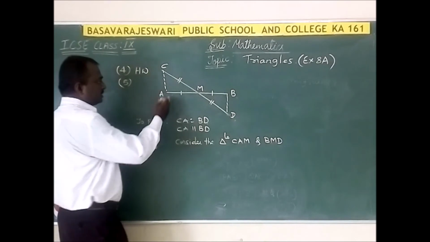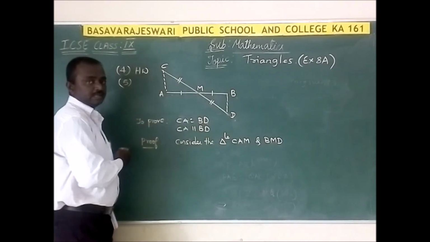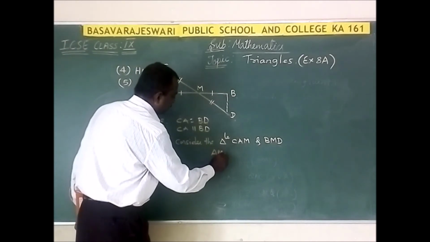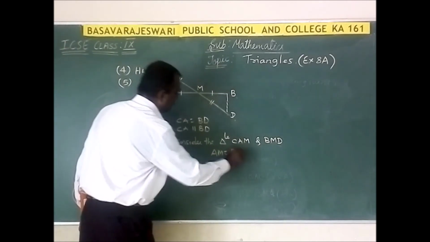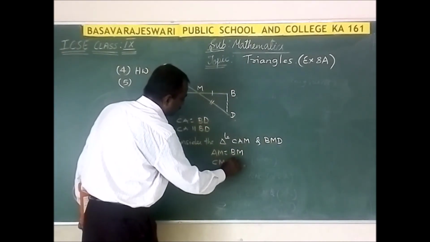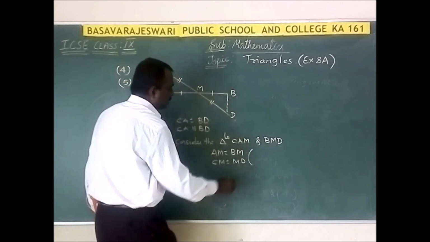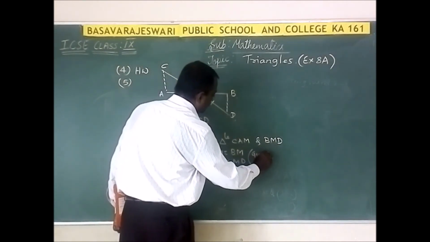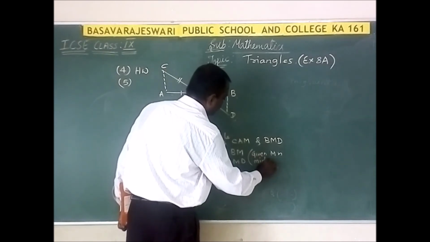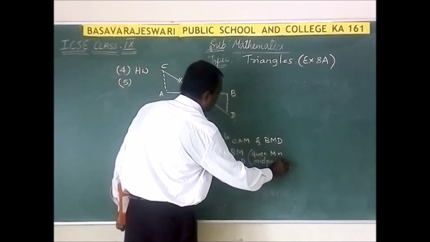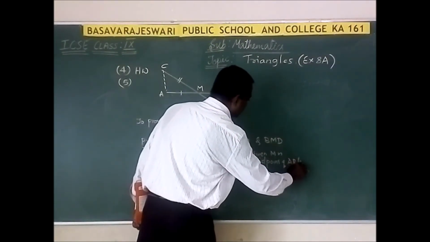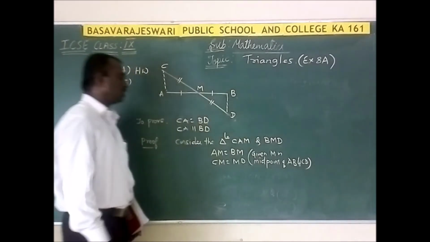Very easy to find out because everything is given in the figure only. So AM is equal to BM, and CM is equal to MD. Given, M is the midpoint of AB and CD. So therefore they are equal.